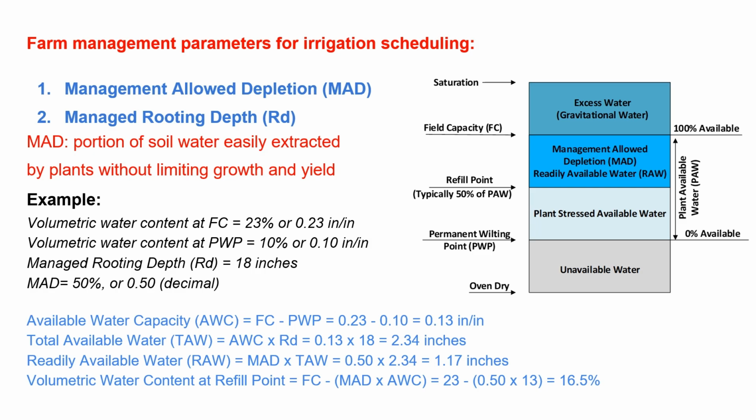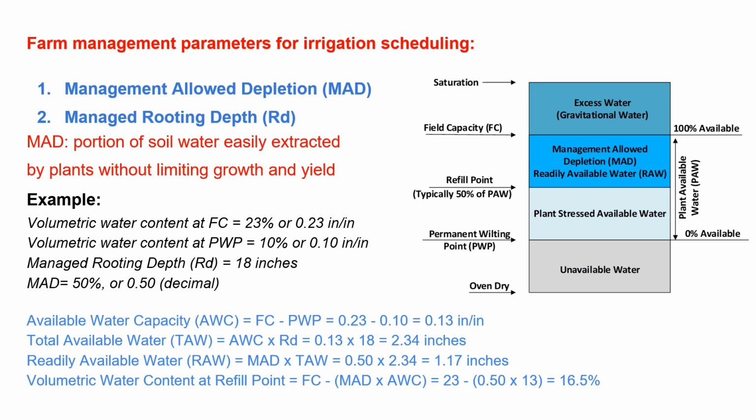However, not all the available water in this range is readily available for plant use, and plants experience water stress well above the wilting point. Therefore, farm management must decide on the soil water depletion level between the field capacity and the permanent wilting point to avoid crop water stress. This level is called Management Allowed Depletion, or MAD, which refers to the percentage of available water capacity that can be depleted from the soil before irrigation is needed. Farm management determines the MAD.